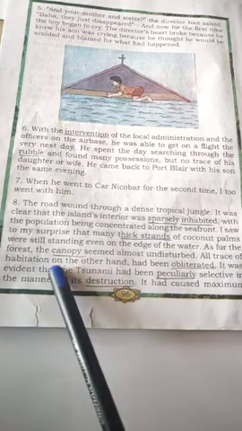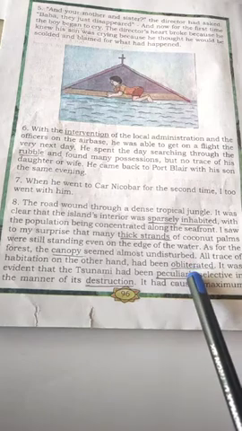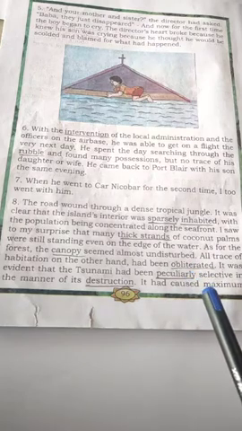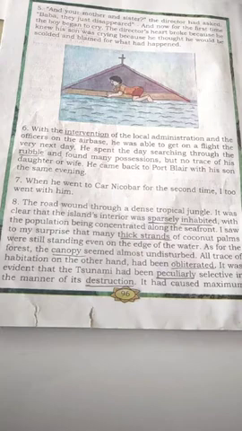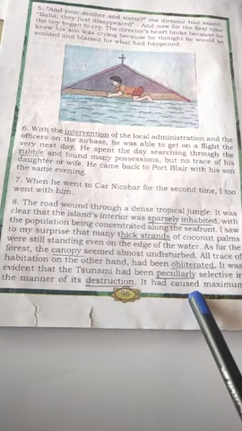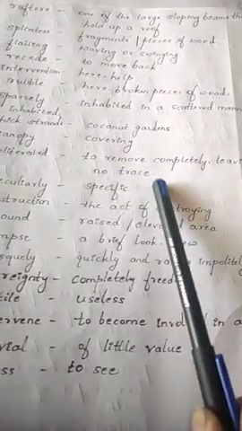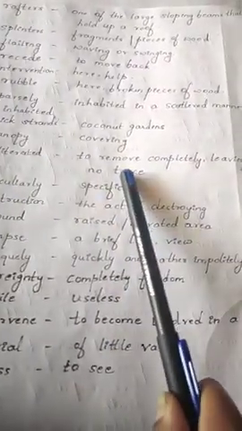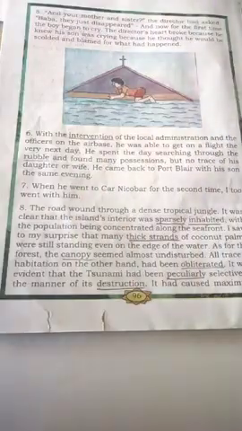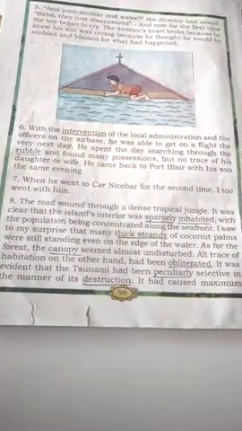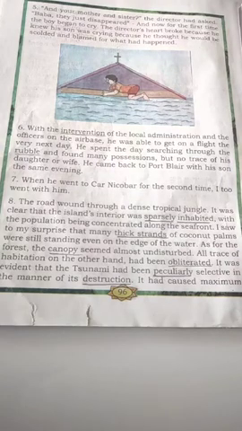All trace of habitation, on the other hand, had been obliterated. So at one place near the seashore there were many people living, but on the other hand, in other places, the population had been obliterated. Obliterated means to remove completely, leaving no trace. So there was no trace of people living in the other places.